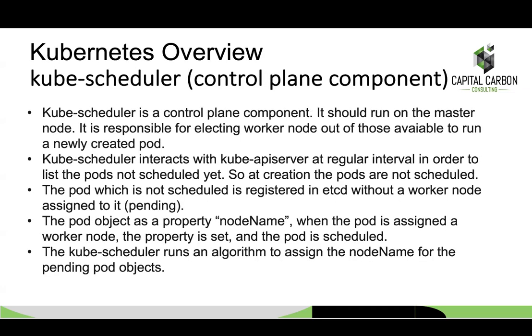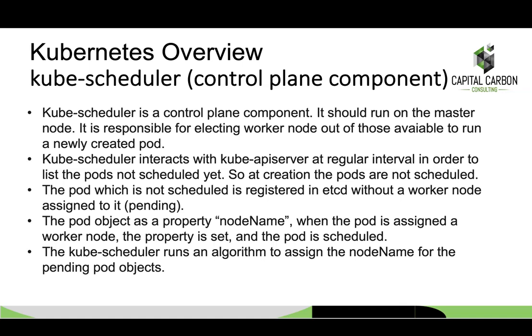Let's talk about Kube Scheduler. It's a control plane component. Kube Scheduler, as I mentioned, is a control plane component. It should run on the master node. It is responsible for electing a worker node, out of those available, to run a newly created pod. Kube Scheduler interacts with the Kube API server at regular intervals in order to list the pods not scheduled yet.